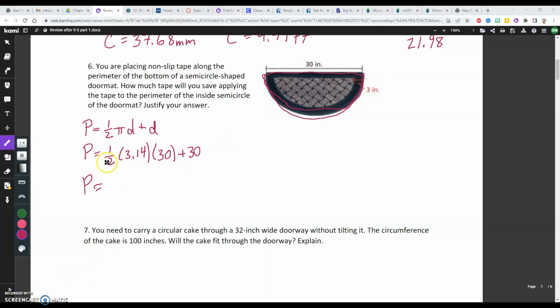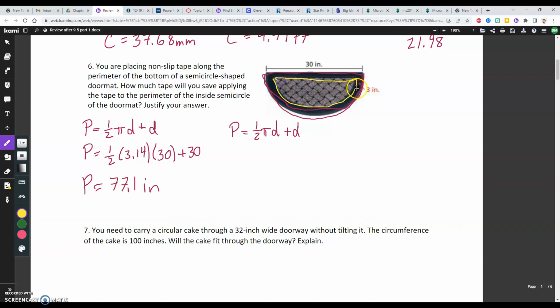Good. So 1/2 times 3.14 times 30 plus 30 is 77.1, and that's inches. Then we do it again because they ask us for this inside region. And let me mark this in yellow here, this inside region here.